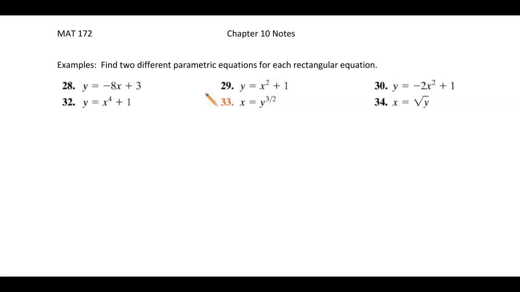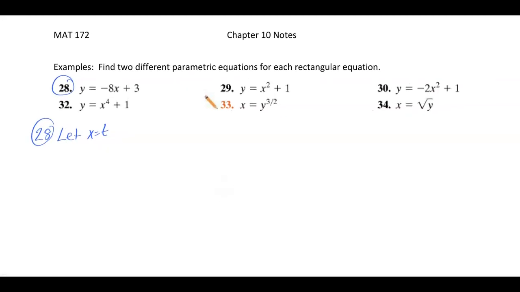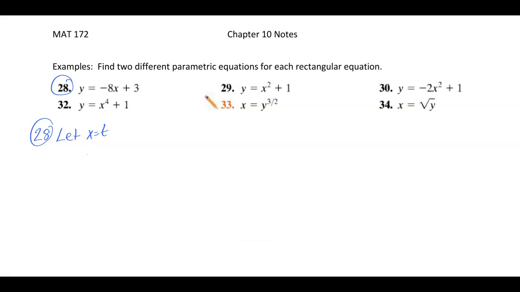So suppose we want to come up with parametric representations for a rectangular equation. The easiest thing to do, and we'll start with number 28, we'll do a couple of these, is to let x equal t. Okay, so if we do that, then y is going to be negative 8t plus 3. So that's one representation. But suppose we want to find another representation.